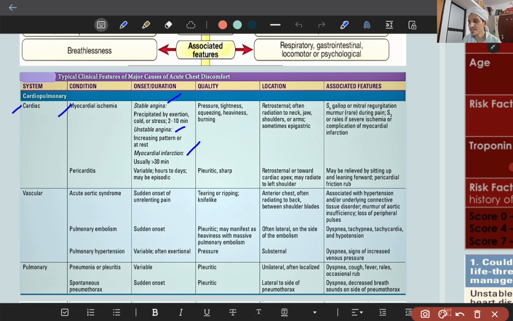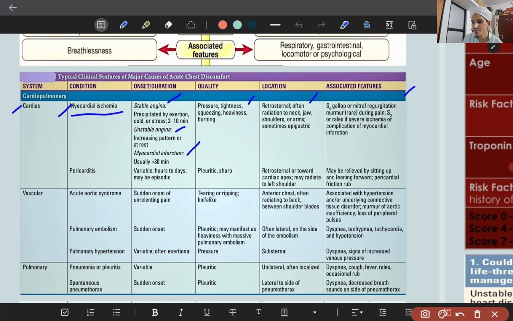Quality: pressure, tightness, squeezing, heaviness, burning, anything. Location: often retrosternal, often radiating to neck, jaw, shoulders or arms, sometimes epigastric and sometimes only at the site of radiation. Associated features of ischemia: there can be S4 gallop, triple murmur, or mitral regurgitation murmur during pain, S3 or rales if severe ischemia or complication of myocardial infarction. So that's about ischemia.